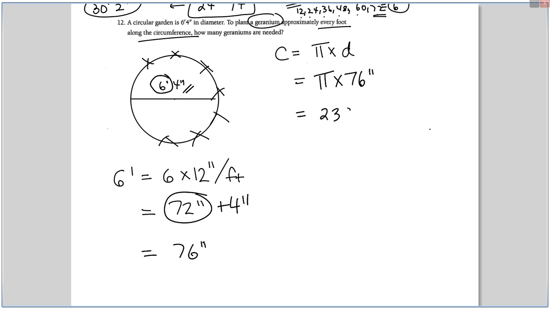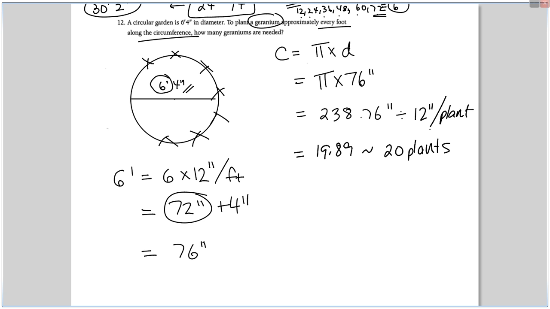So here it's 238.76 inches. They want to put a plant every foot, so divide by 12 inches per plant. Dividing by 12, I got about 19.89. So pretty much you can get 20 plants on this circle.